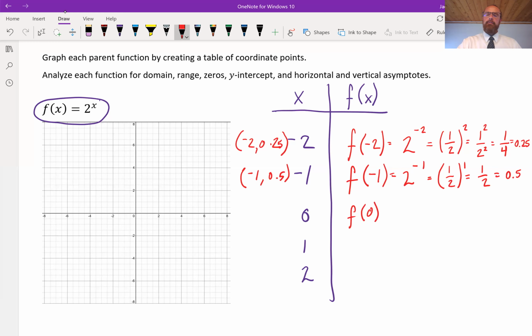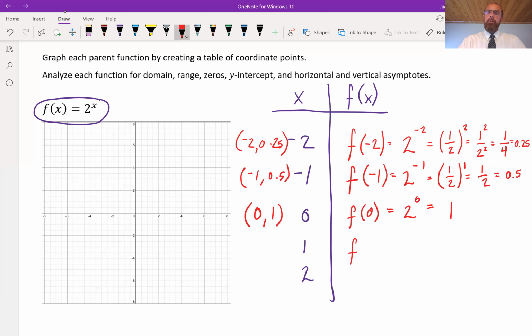Our next f of x value is f at 0. That's 2 to the power of 0. So we had to remember what negative exponents did. They flipped the base over. We also need to remember what a 0 exponent does. It's tempting to say that that turns into 0, but it never does. It turns into 1. Anything to the power of 0 equals 1. So that gives us our y-intercept, 0, 1.